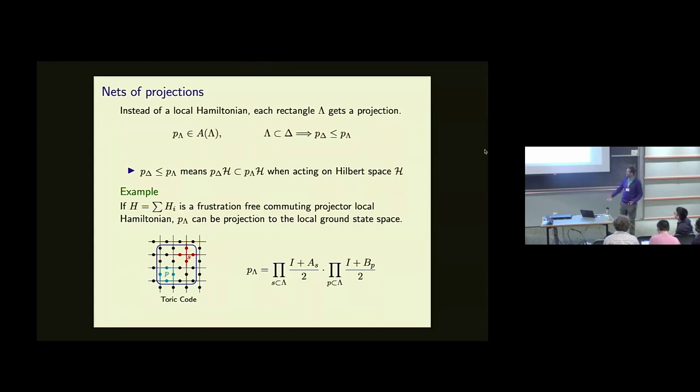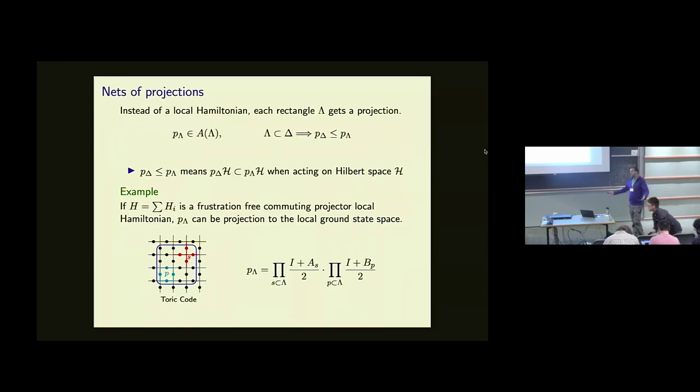So how might you think about this? If you had a frustration-free commuting projector local Hamiltonian, then what you do is just take the projection onto the local ground state space. As you get more terms in your Hamiltonian, you're multiplying by more local projectors, so you're getting a smaller subspace. You're projecting onto a finer and finer spot. Here's an example: toric code, where I've got my star terms and my plaquette terms. For my rectangle lambda, I look at the local projectors onto the invariant subspaces for the star terms and the plaquette terms. So that's P lambda, a formula you can hold in your hand. Great.